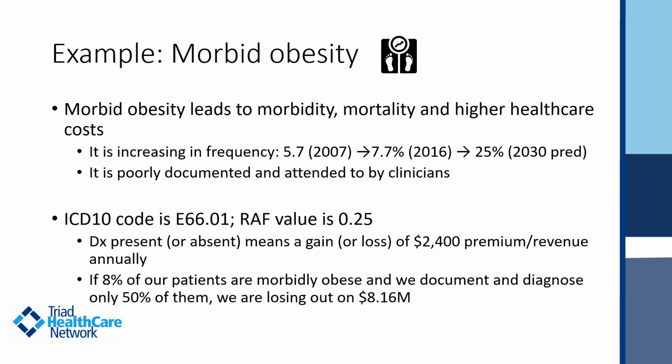Now, the ICD-10 code for morbid obesity is E66.01, and the RAF value is 0.25. And if this diagnosis is present or absent, it means a gain or loss of $2,400 in premium or revenue annually per patient. So if 8% of our patients are morbidly obese and we document and diagnose only 50% of them, we are losing out on about $8.2 million.